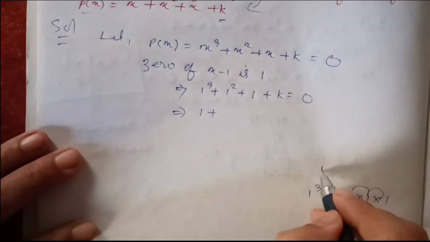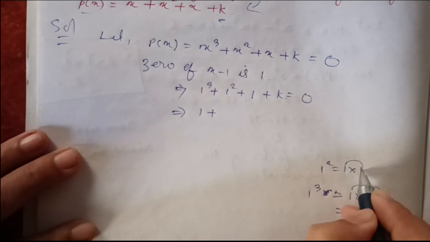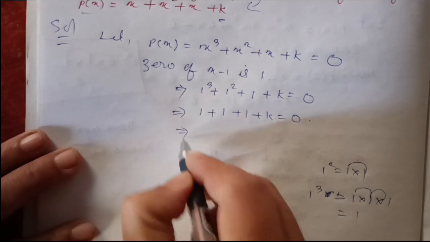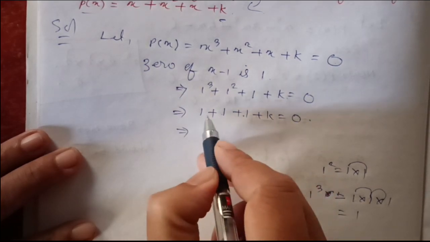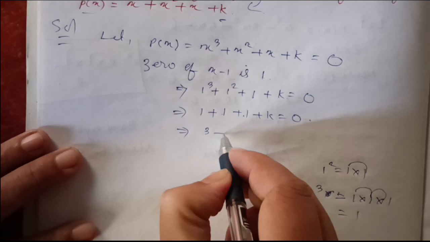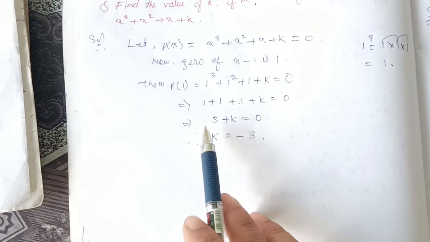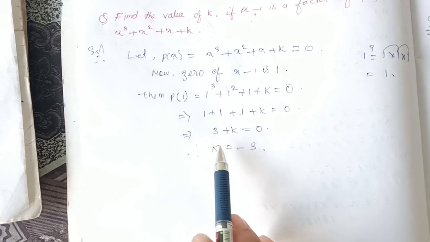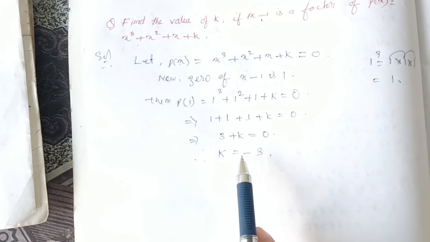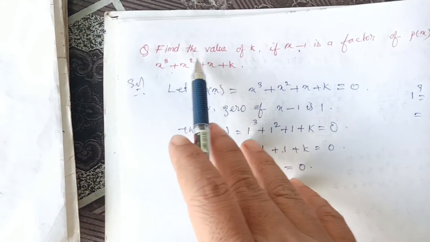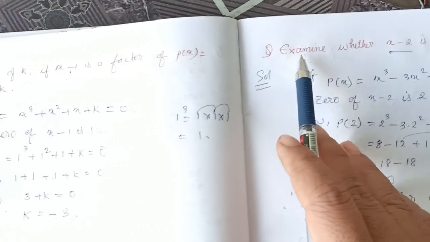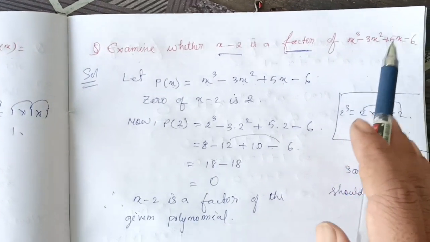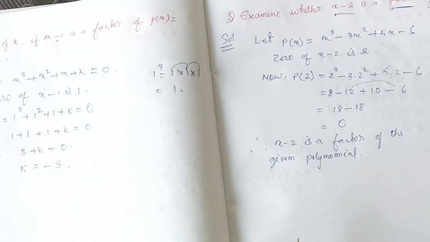What about 1 squared? It is the same. 1 squared means 1 is taken 2 times only, and it is still 1. Okay, now how many 1s do we have? We have 1, 2, and 3. So we have 3 plus k equals 0. You know the plus 3 when transferred will turn into minus 3. Therefore k equals minus 3. So such types of questions are very important, like find the value of k or examine whether x minus 2 is a factor of. Such questions are very important in 1 mark or 2 mark questions.